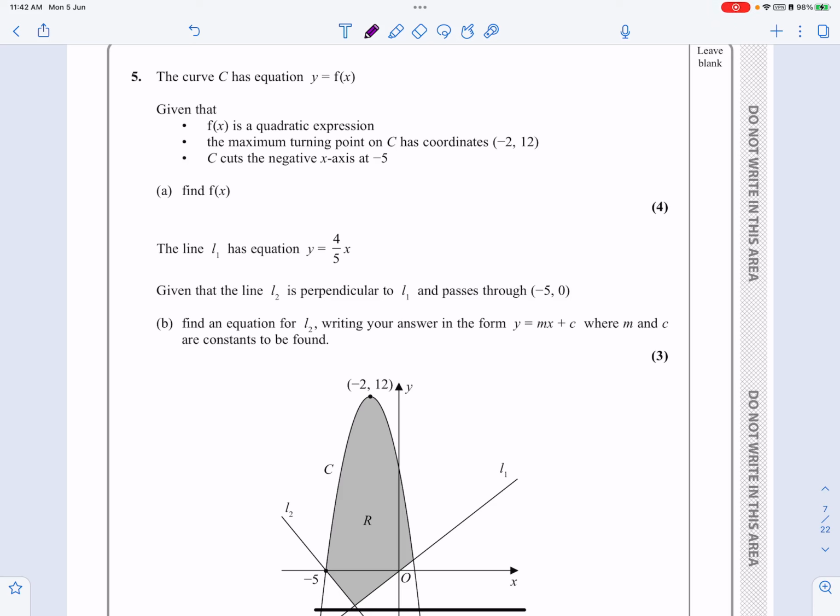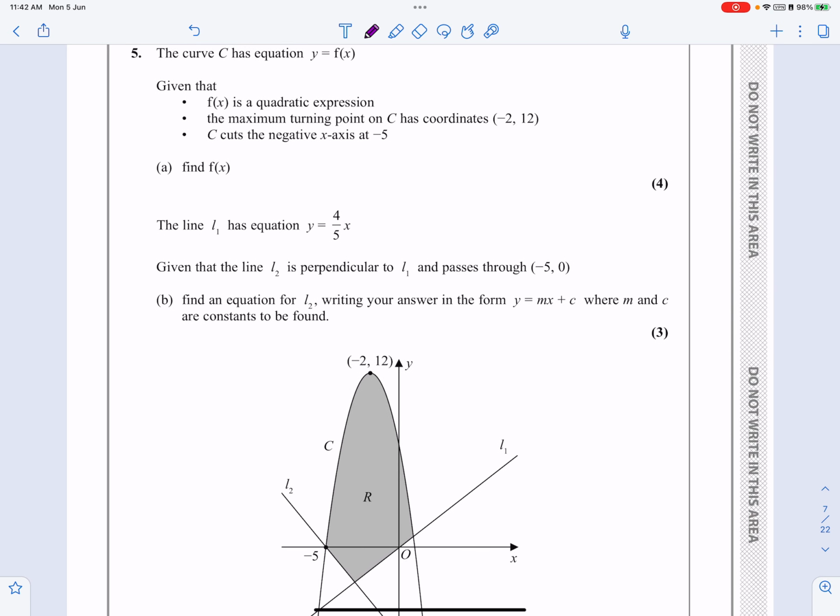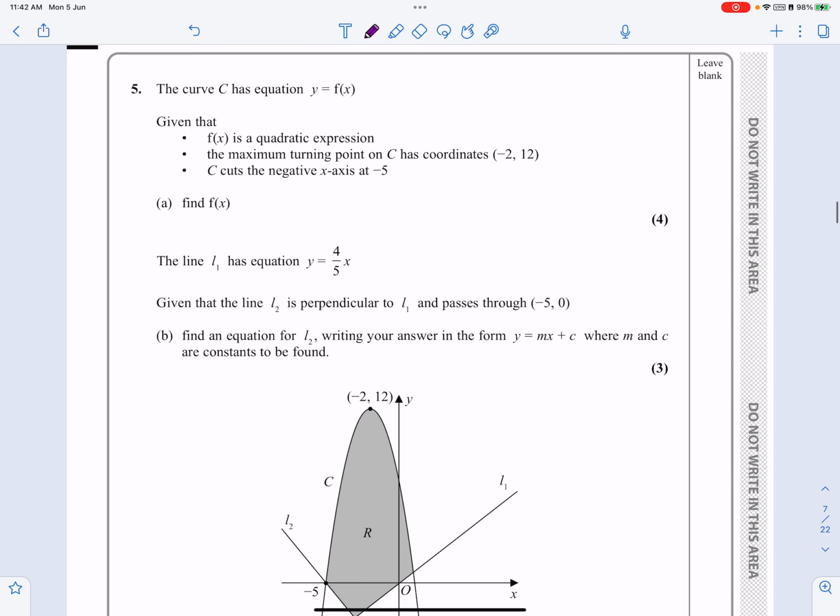Okay, this is the P1 paper from June 2022. This is question 5, and if we look at it, we can see it's a quadratic graph, and it's going to lead on to some completing the square work as well. Let's read it and get started.